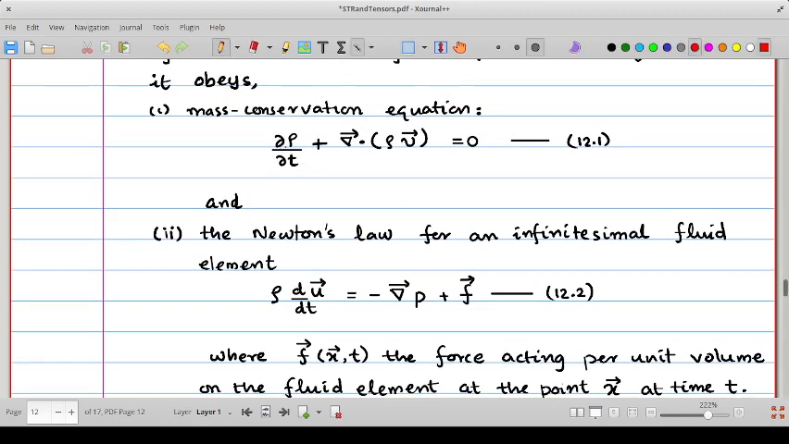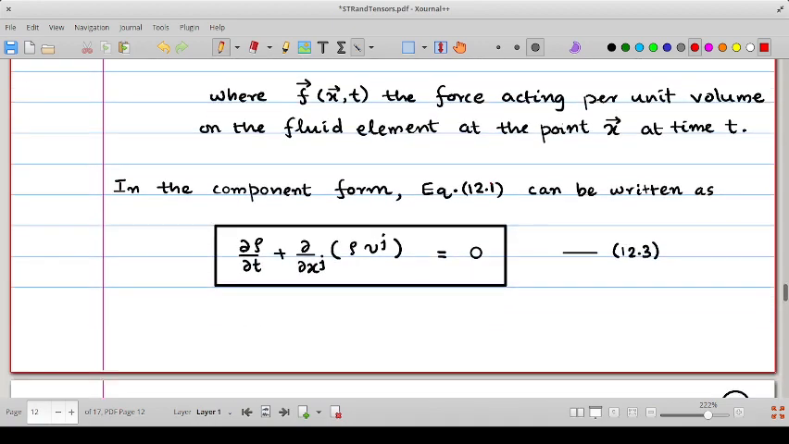Now, in the component form, we may write this equation as d rho by dt plus, this is the divergence, so this can be written as di, which is the derivative with respect to xi. So di is equivalent to d by dxi times rho vi. Now the summation is over i runs from 1 to 3, and this is in a Cartesian coordinate system, so this is simply the divergence written in terms of summation over various components. So this is equal to zero, and that's what I have written here.